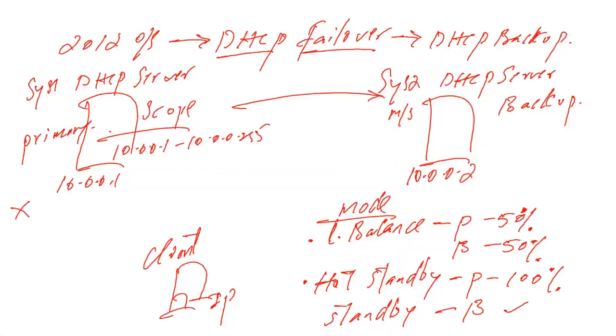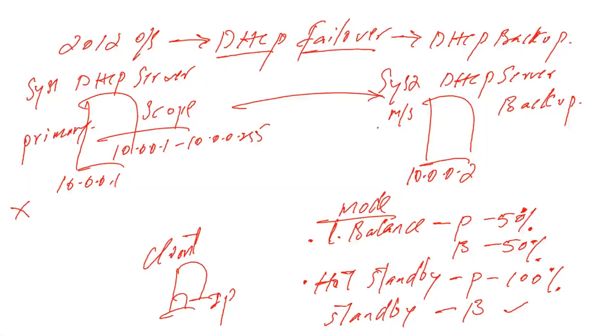So we'll see the last practical today, that is called DHCP failover. So please write down the last lab heading, DHCP failover. So our next lab is what? DHCP failover. For this practical, we require two machines: system one primary, system two backup.